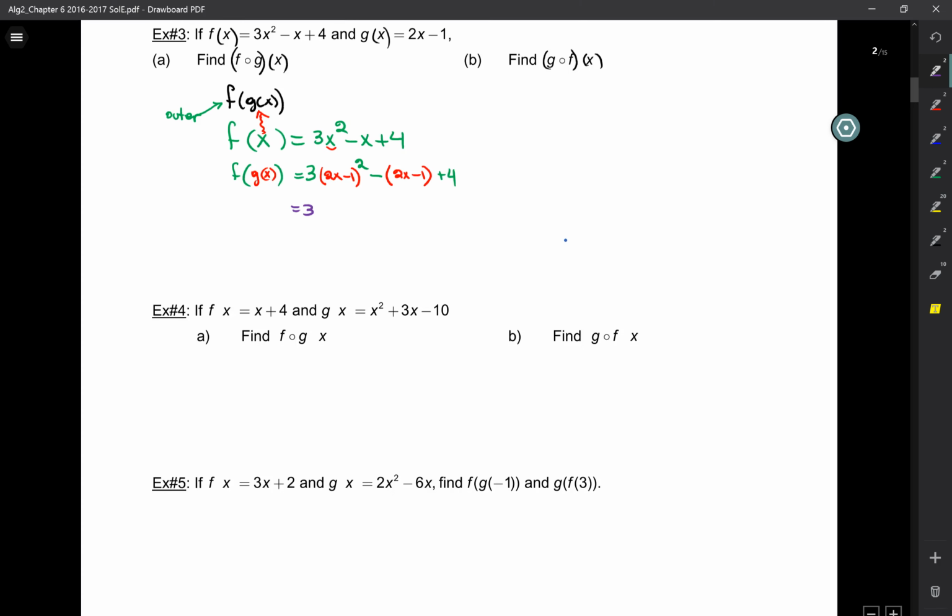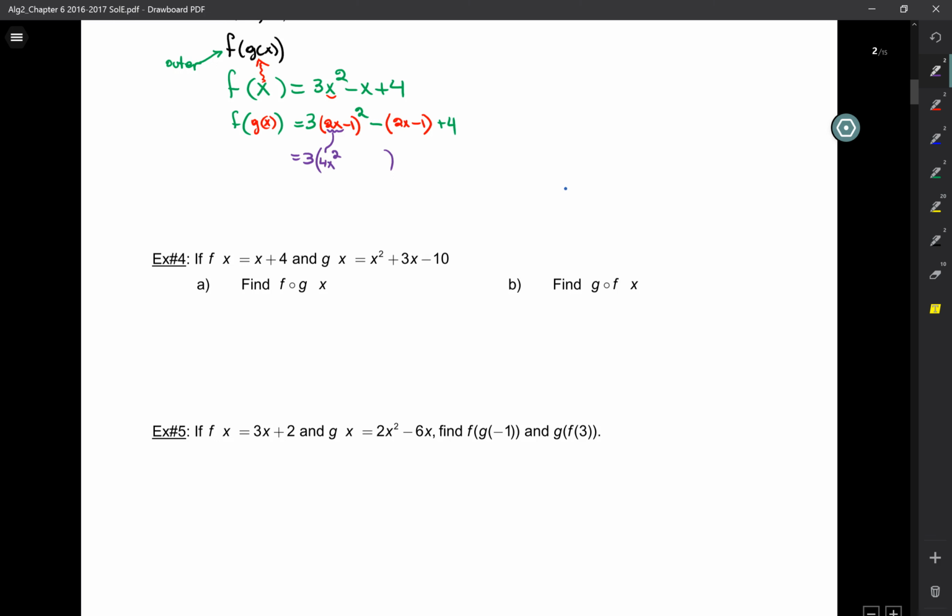All right, so let's see. There's a 3 here. How do we square 2x minus 1 the quick way? You square the first term, and that gives you 4x squared. You square the last term, and that gives you 1. What goes in the middle? Negative 4x. 2 times negative 1 times 2x.